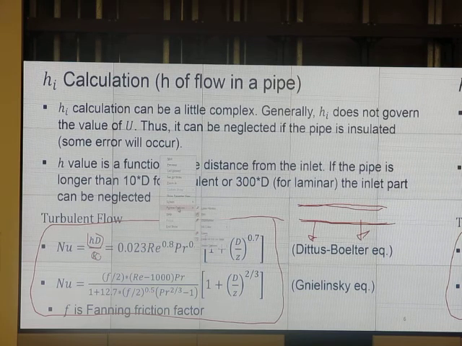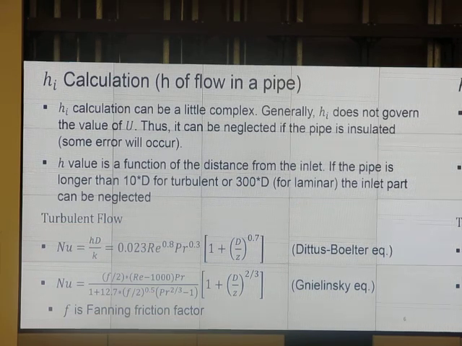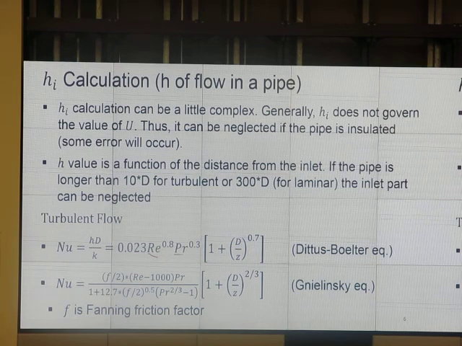For turbulent flow, it depends on the Reynolds number and Prandtl number. And what is the formula for Prandtl number that you wrote last time? Do you remember? Who remembers that? Mu Cp over K. So that's the Prandtl number. For oil, it will be more than 7, right? For water, maybe 7 or something. For mercury, it will be less than 1, very small.